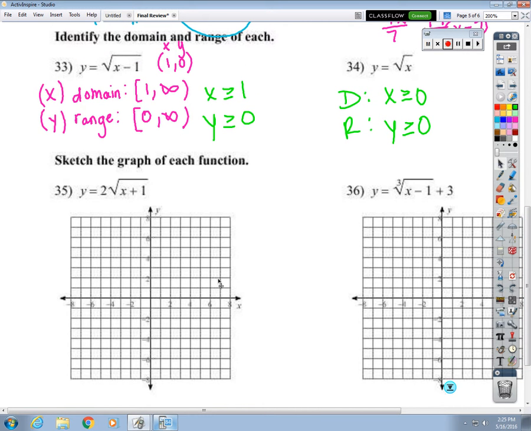Okay, you take a second and try 34 by yourself, Will. Sketch the graph of each function. So the first thing we should do is put it in our calculator. But before you even do that, what's this plus 1 going to make the graph do? Left 1. This is a slope of 2. So let's look at it.